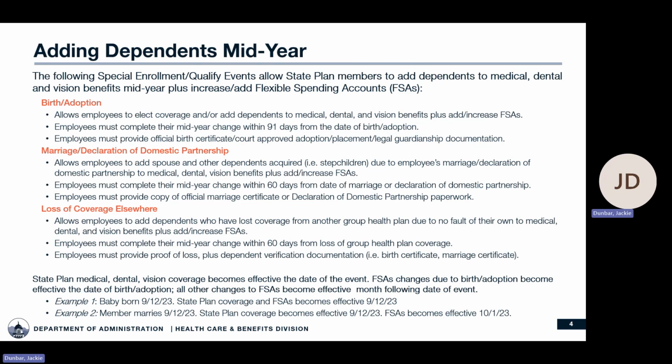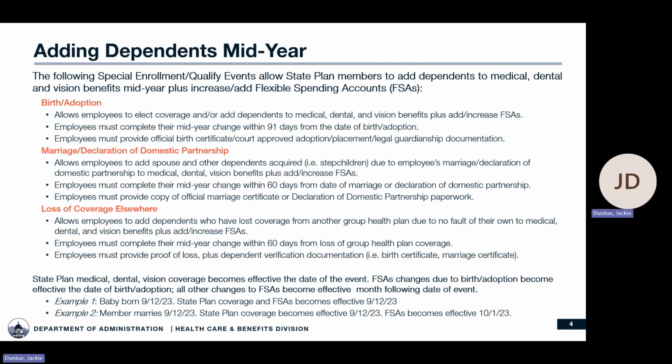State plan medical, dental, vision coverage becomes effective the date of the event. Flexible spending accounts due to the birth or adoption become effective the date of birth or adoption. All other changes to FSAs become effective the month following the event. For example, baby born September 12th, 2023. State plan coverage and the FSAs become effective September 12th of 2023.